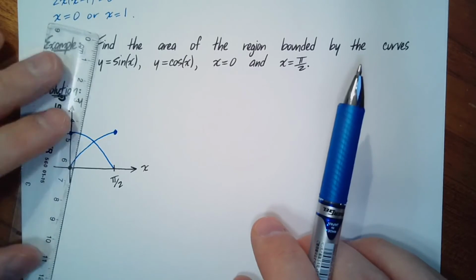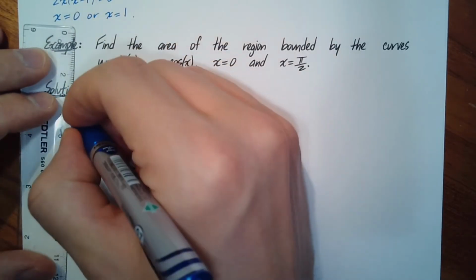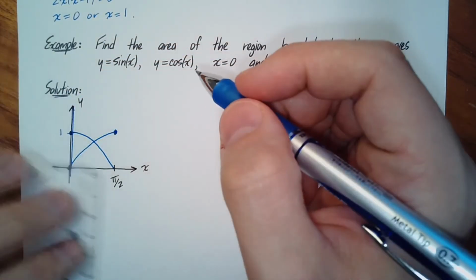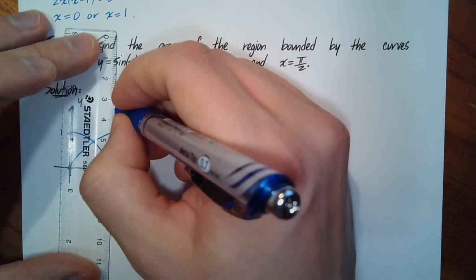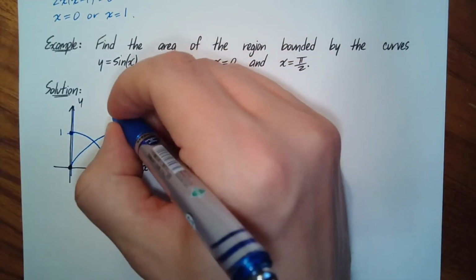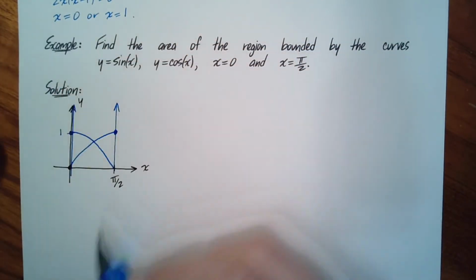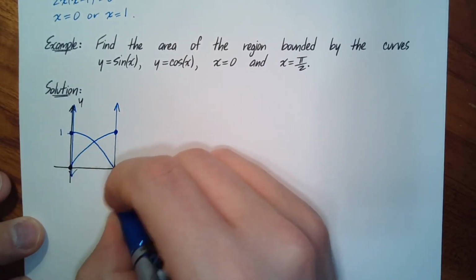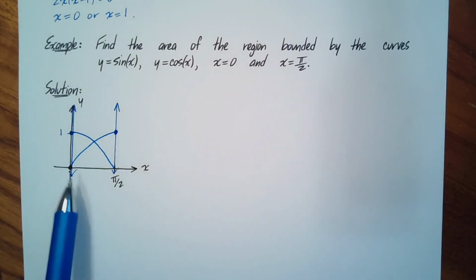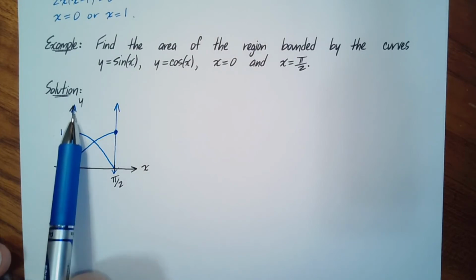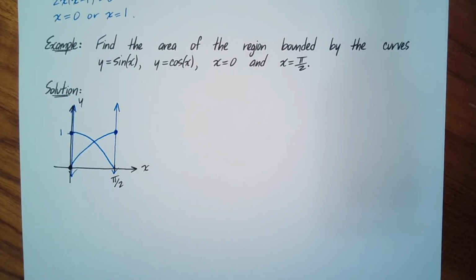pi over 2. So let's just draw a sketch of the line x equals 0 and the line x equals pi over 2 here as well. They're going to go up, and this one's going to go down on either side. Right? This one is right on top of the y-axis, but I drew it just a little bit to the left so you'd actually be able to see it. But that's actually our area.